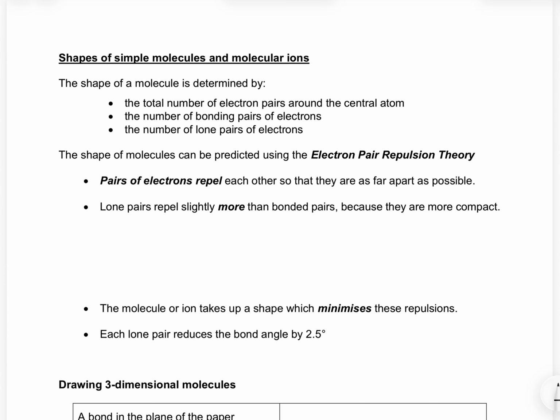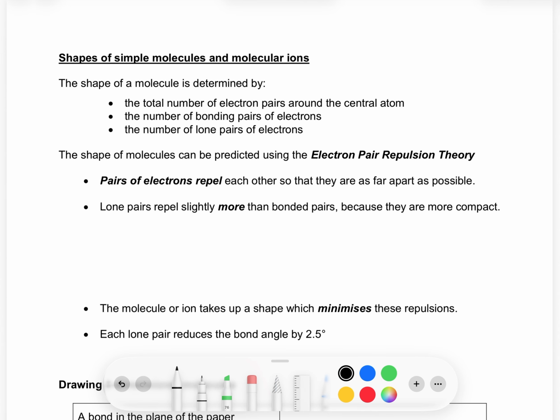So are those pairs of electrons in bonds? So they're kind of a little bit further out from the central atom because they're shared between 2 atoms, or are they lone pairs more compact in on top of the central atom? Those 2 types of pairs will have a slightly different effect on the shape. Okay, so all these pairs of electrons are going to repel each other to get as far apart as possible, because repulsion is minimized if they're as far apart as possible.